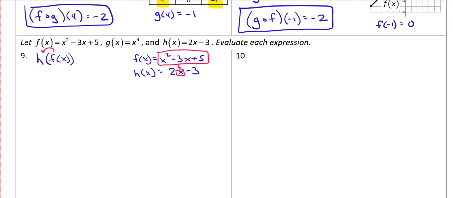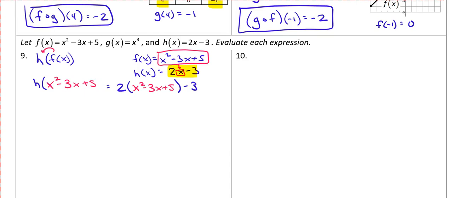So here's what this is going to look like. The f function is x squared minus 3x plus 5. That is the f function, and we are plugging it into the h function. So we're going to have 2 times that entire expression, x squared minus 3x plus 5, goes in for that x. Okay, that's the x value. That is now the x minus 3. Otherwise, this expression right here looks exactly the same. 2 times my new x, minus 3. And then we're going to simplify this down.